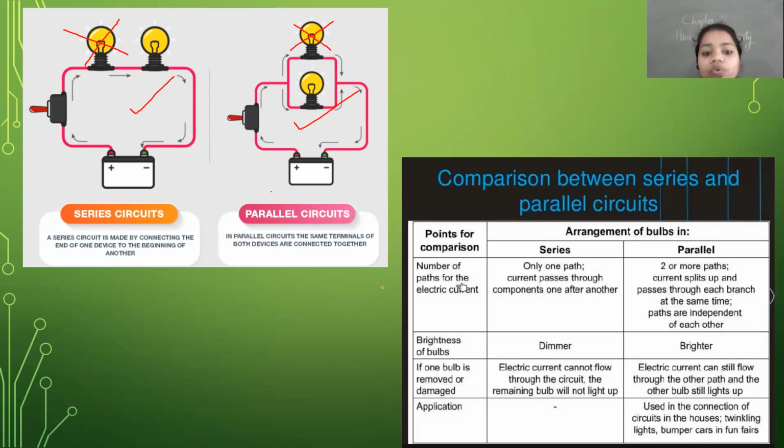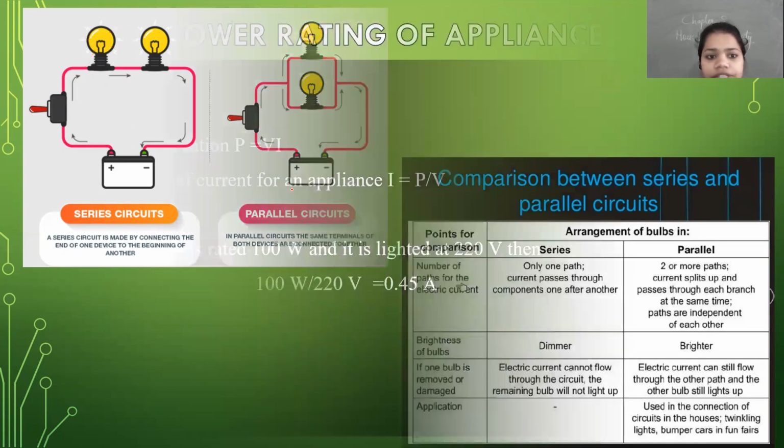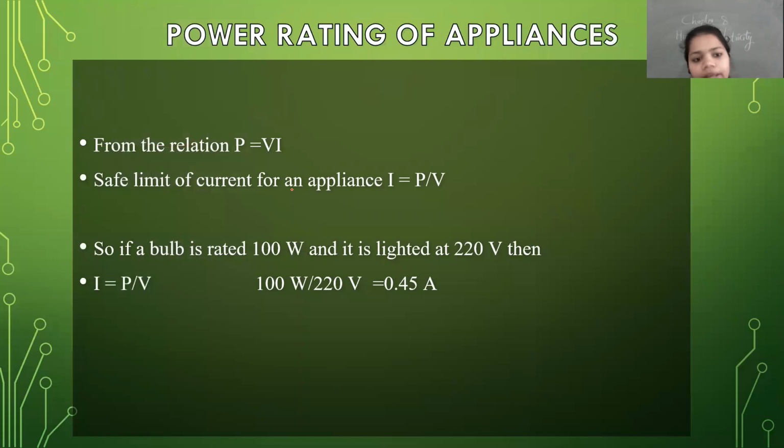It can also be used in twinkling stars, where one is glowing and another one is not glowing. For that purpose also we can use parallel connection. So remember, at home we have parallel connection, and the reason is all the appliances can work independently. Every appliance has a different switch and they are independently working. Now next we will see the power rating of appliances.